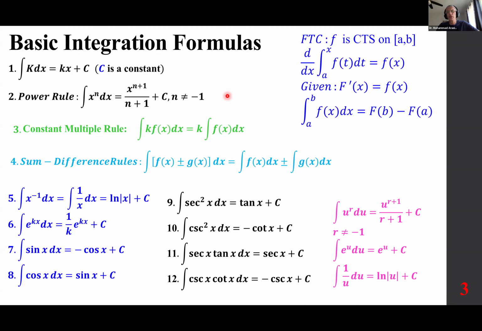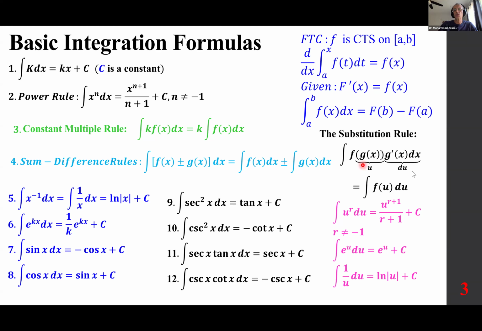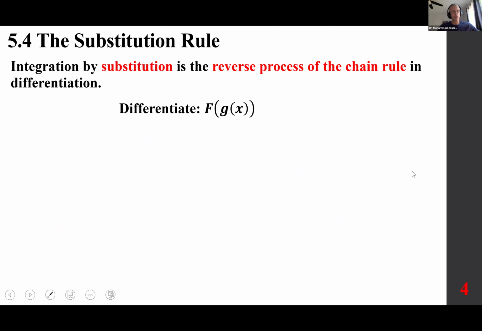and the fundamental theorem of calculus, reminding you the derivative of the integration gives you the function back, and the integral of a to b of f of x dx, a definite integral, is a number, capital F of b minus capital F of a, where capital F prime is lowercase f of x. And here's the substitution rule that we are going to discuss in a moment. So what is the substitution rule? That's what we want to discuss.